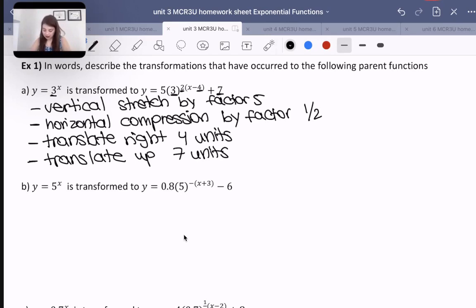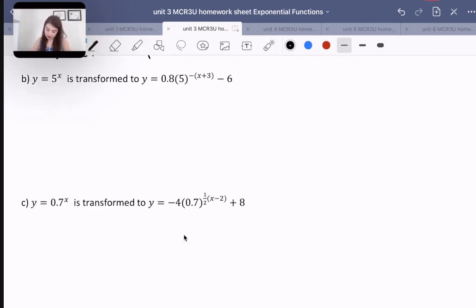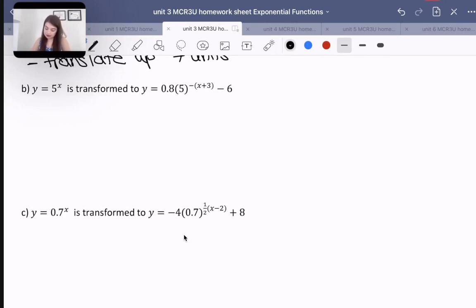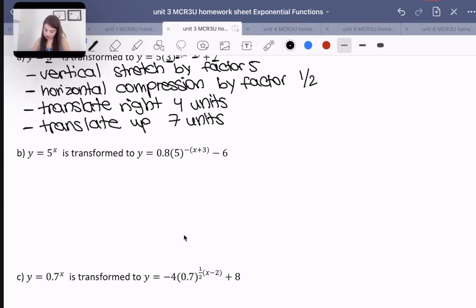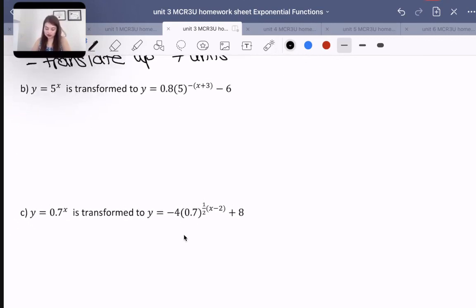Okay, next let's try B. So B says y equals 5 to the power of x is transformed. So what are the transformations? So basically list out the transformations.